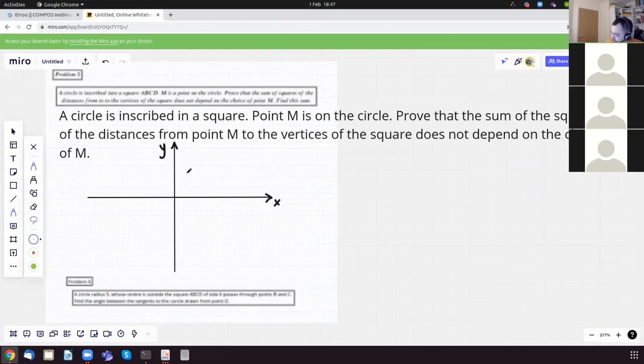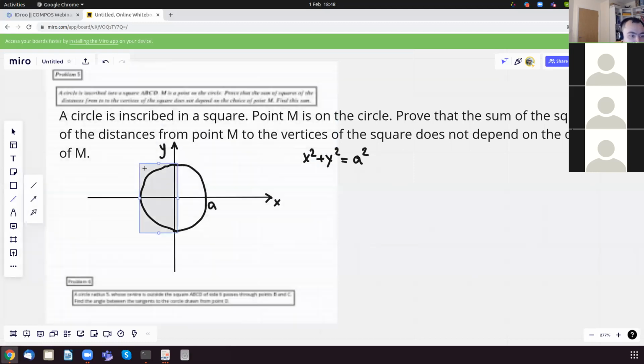The circle, I'm going to place the circle in the center. Doesn't really matter where you put it. It's just a matter of choice and a matter of how difficult the calculations are going to be. So place the circle in the center. Okay, and let's say that the radius of the circle is a. That means that the equation of the circle is x squared plus y squared equals a squared.